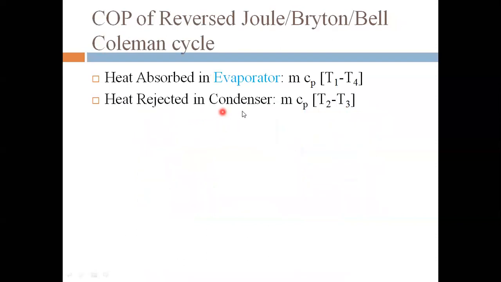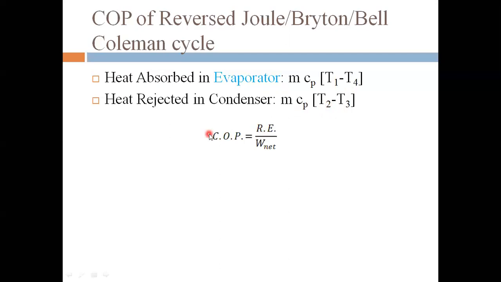So heat rejected in the condenser is equal to m Cp. Why Cp? Again, because it's a constant pressure process. So in the evaporator and condenser both, the process is at constant pressure, hence m Cp, where Cp is the specific heat at constant pressure, and there is a delta T, a temperature change. So T2 minus T3. Now what is COP?